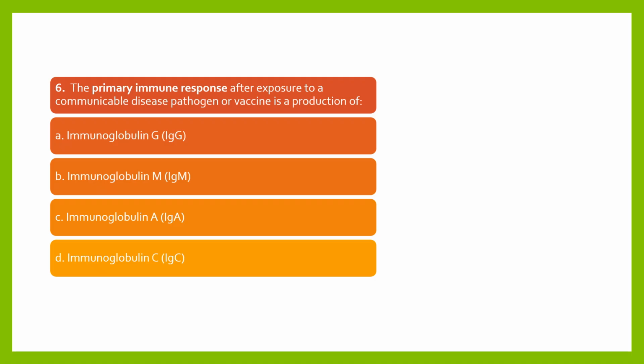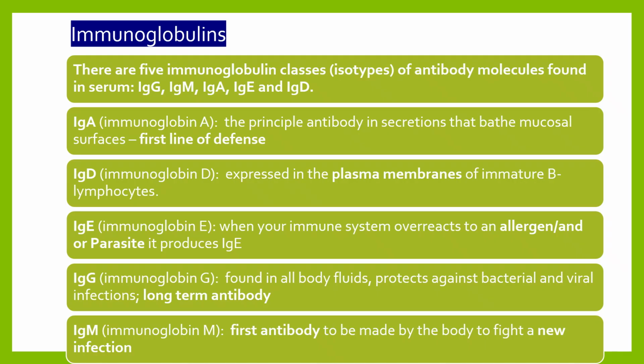Question 6. The primary immune response after exposure to a communicable disease pathogen or vaccine is a production of A, immunoglobulin G or IgG, B, immunoglobulin M or IgM, C, immunoglobulin A or IgA, or D, immunoglobulin C, IgC. There are 5 immunoglobulin classes, isotypes, of antibody molecules found in serum: IgG, IgM, IgA, IgE, and IgD.